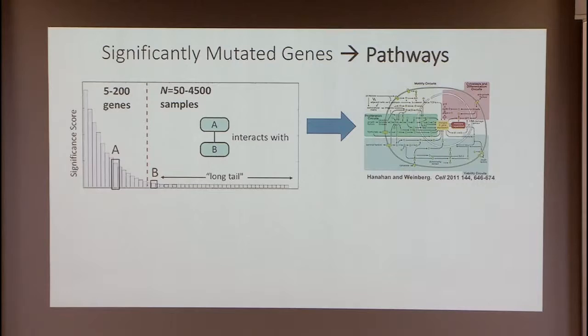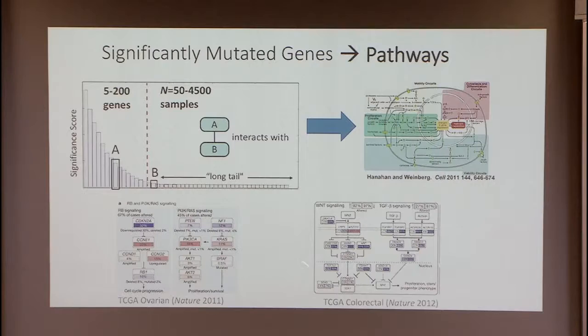And of course, to some extent, they do. We know that genes don't work on their own. They work together in pathways and networks. And so somehow we should be explaining this data using pathways. If you look at many cancer sequencing papers, and particularly those from the Cancer Genome Atlas, you'll see these beautiful pictures that show you these mutations clustering on pathways.